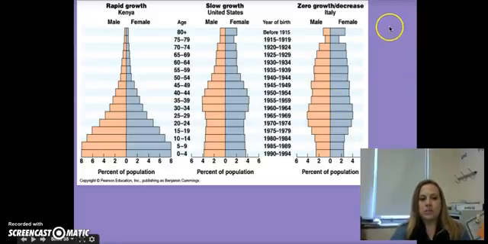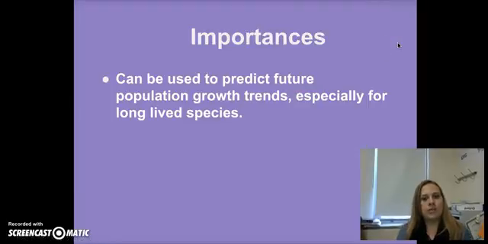Something else to keep in mind when you look at the US and Italy: notice that when you get up to 80 plus years, or even 75 plus years, you start to see more females than males when you compare the two at the same ages. So think about that and maybe why that is.